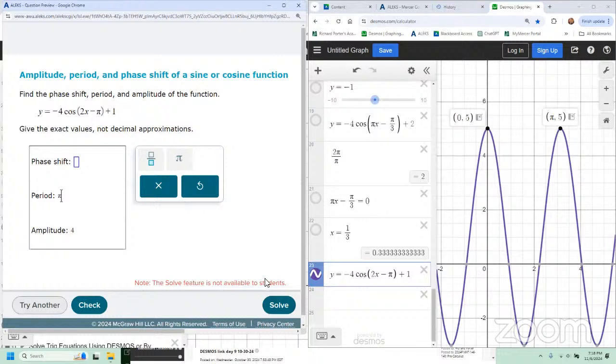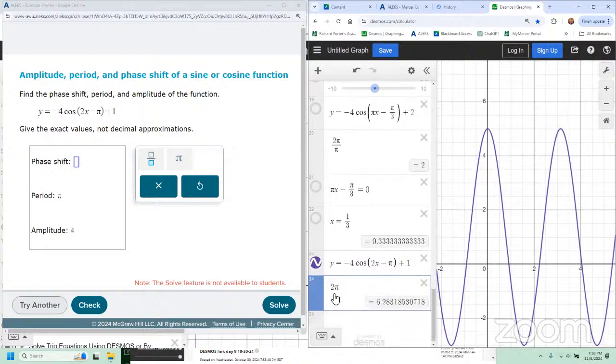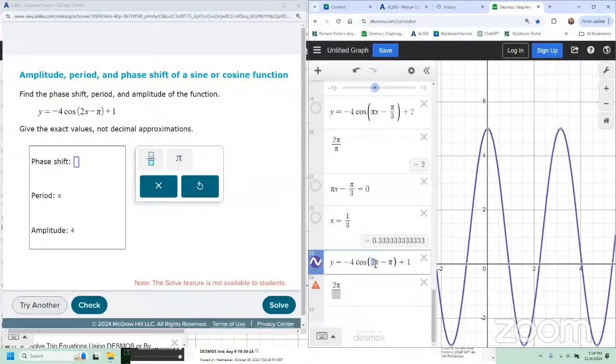Okay, and the way you get that is 2 pi divided by the number in front of the x. What's the number in front of the x here? The number in front of the x is 2. So that's why it's pi. That's the period, but I like clicking on the top better. That's a great way to find the period.